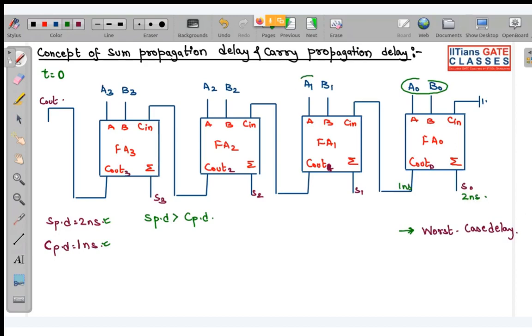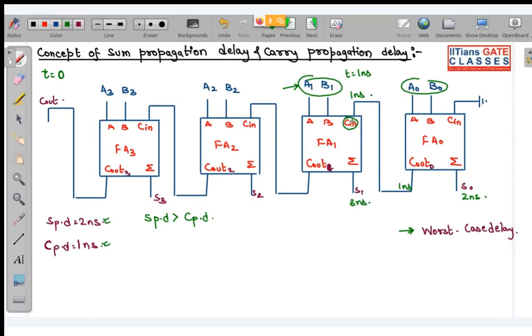So the input of this full adder 1 will get stabilized at 1 nanosecond, because it was waiting for this carry, and this got stabilized at 1 nanosecond, and these inputs were present from t equal to 0. So after 3 nanosecond, because 1 plus 2, this S1 will be generated. But this C out will be generated after 2 nanosecond.